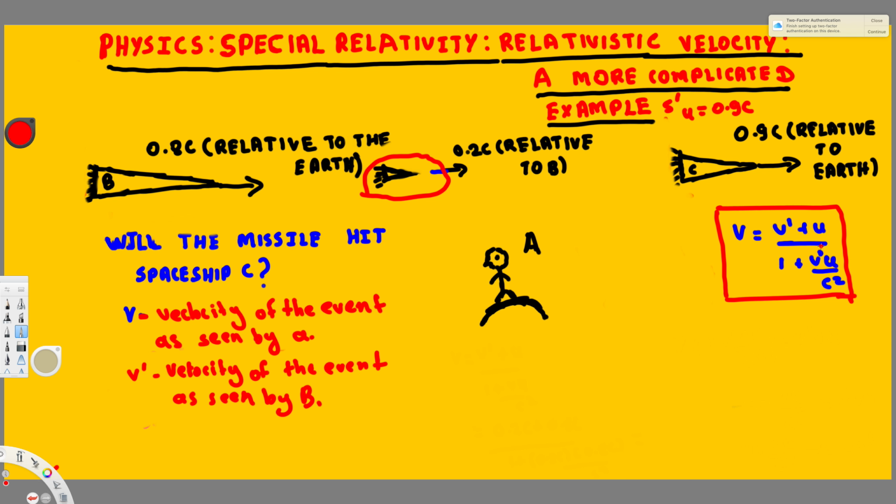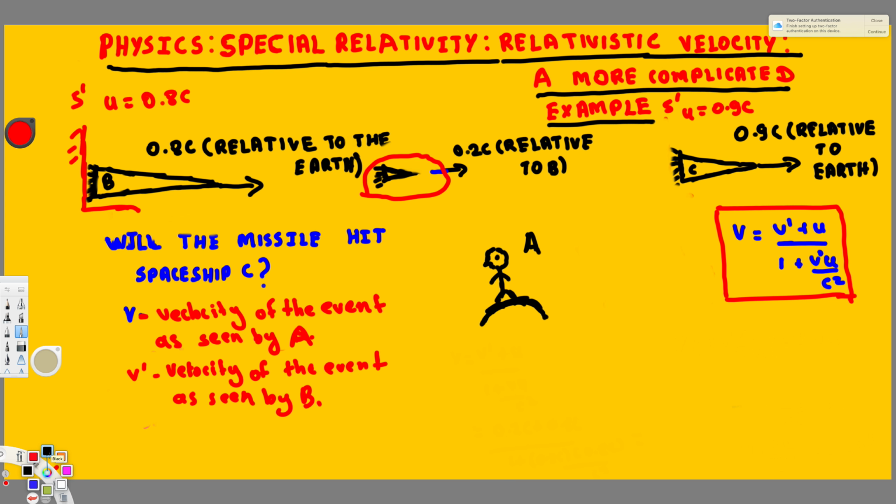We have to know U in order to calculate V. Now U is the moving reference frame. So we have to set a reference frame. Here if I set this spaceship as my reference frame, the velocity of the moving reference frame is going to be the same as the velocity of the spaceship, that is 0.8 c, right? So U is going to be equivalent to 0.8 c. Now we can go ahead and calculate this V value. V is the velocity of the event as seen by this person A. This person is looking at this from Earth, right?